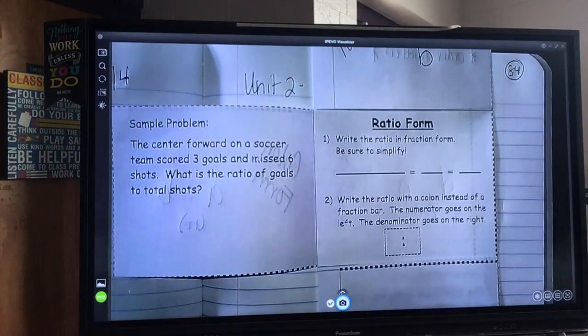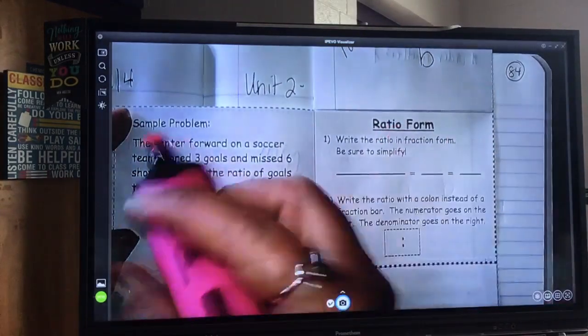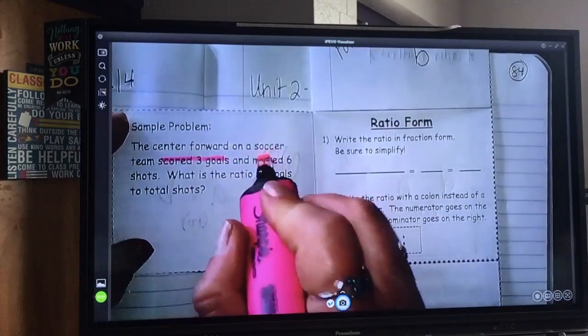So it's going to be the same process: we're reading the question, annotating the question, and then doing the process. It says the center forward on the soccer team scores 3 goals and misses 6 shots. What is the ratio of goals to total shots? Going through it again, what's important in that question? Caleb? Scored 3 goals and missed 6 shots. Okay.